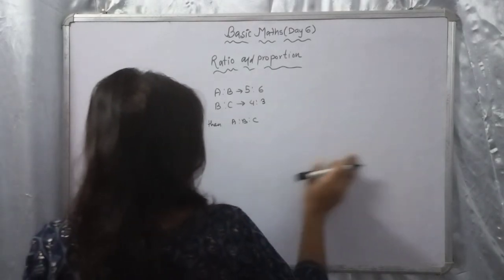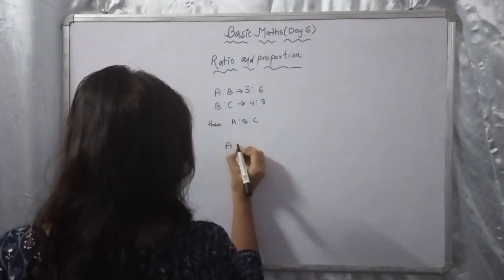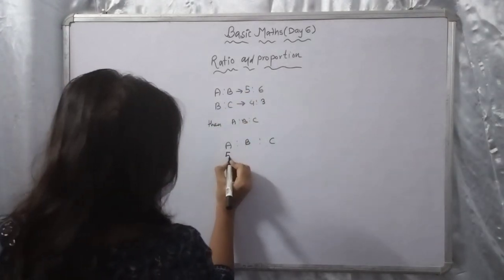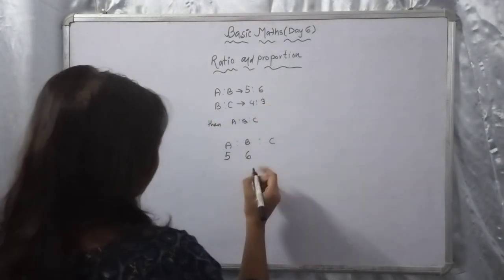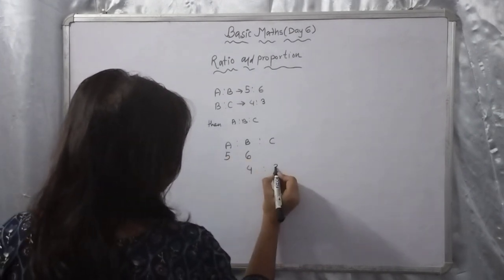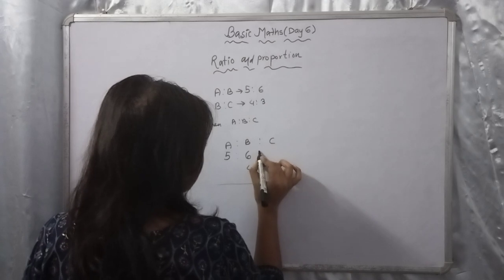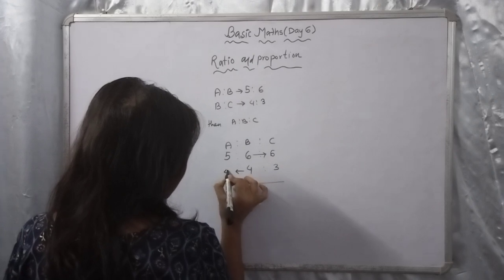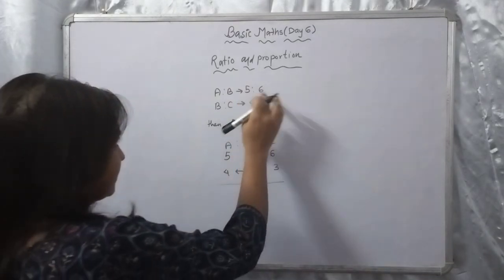So in this type of questions, what we have to do is, we will write A is to B is to C. Fine. Now we will write A and B, 5 and 6. Fine. And B and C is 4 and 3, 4 is to 3. Fine. This is clear. And the remaining space, we will shift this number here. That is 6. We will shift this number here. That is 4.